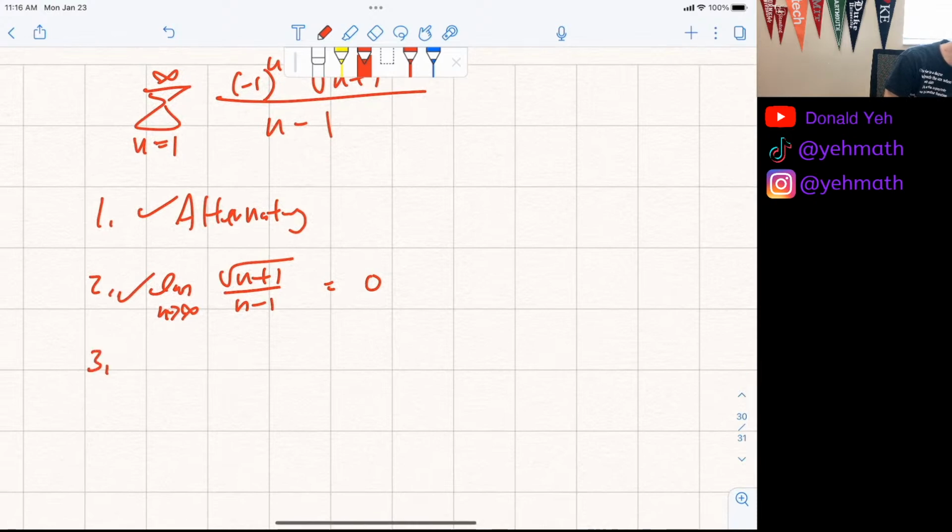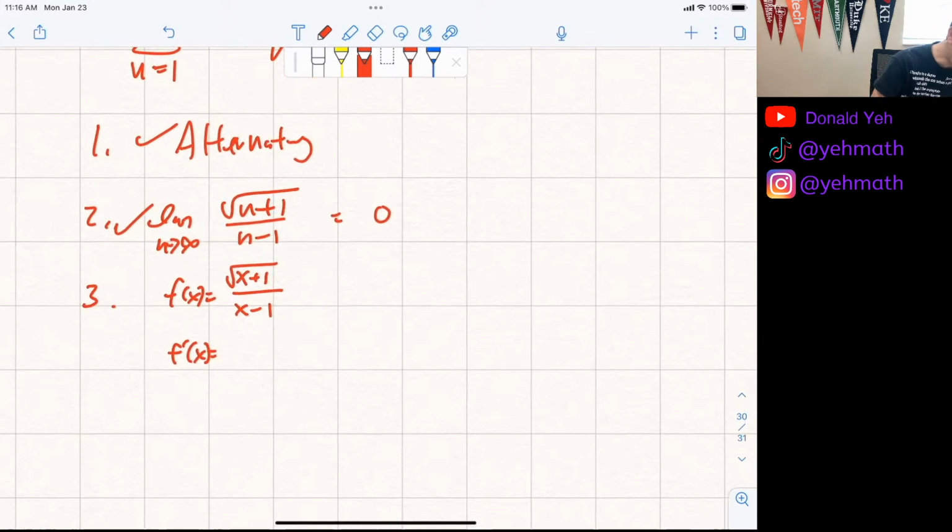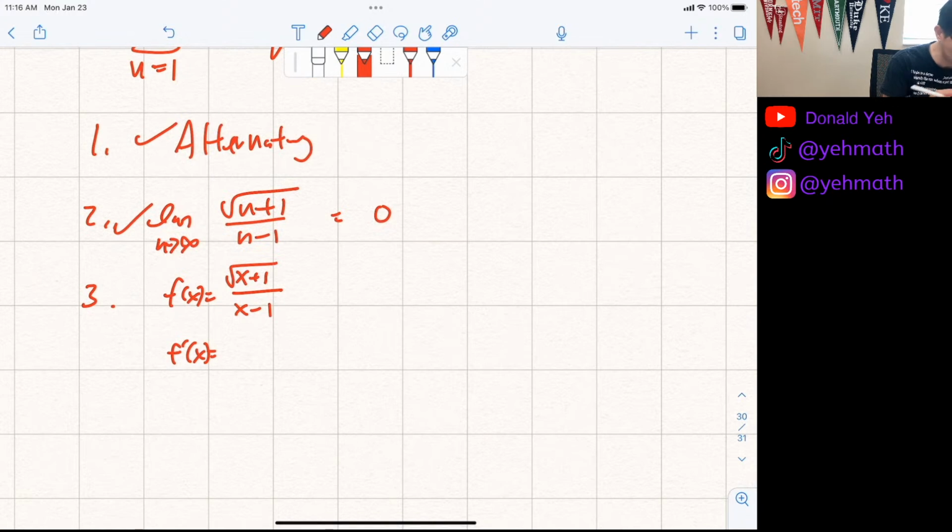The third condition says it's decreasing. It's hard to justify this increasing or decreasing, so I'm gonna take a derivative. So it'll be x plus 1 over x minus 1. I'm gonna take a derivative because it's really hard to plug in and know absolutely they are always decreasing. So the best way to test, unless you want to prove the n plus 1 situation, but for this case that is actually harder.